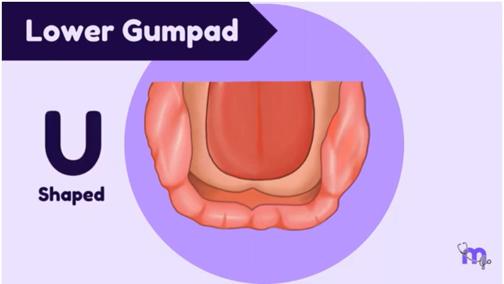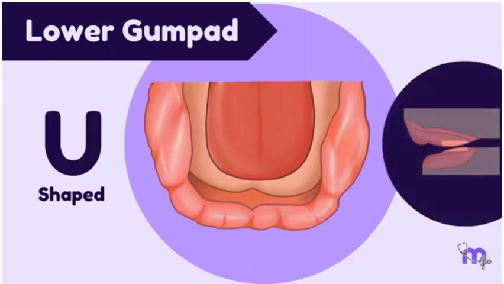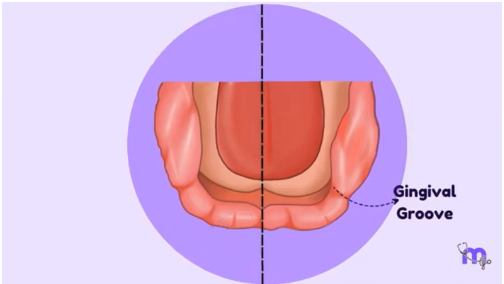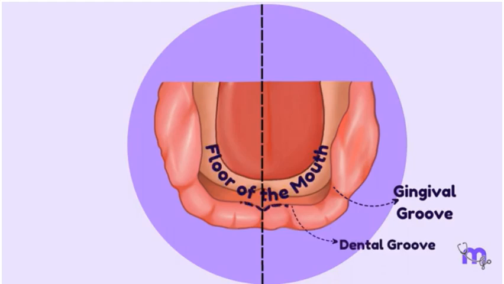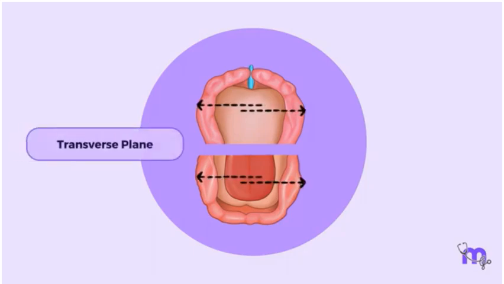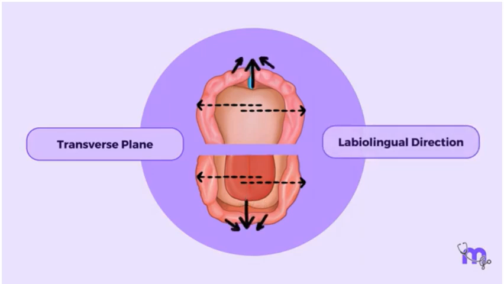It is U-shaped and its anterior portion flips out labially. The gingival groove separates the gum pad from the floor of the mouth. The dental groove runs from the midline of the mandible backward and laterally to join the gingival groove in the canine region. One thing common to both gum pads is that the pattern of growth is in a transverse plane and a labiolingual direction.